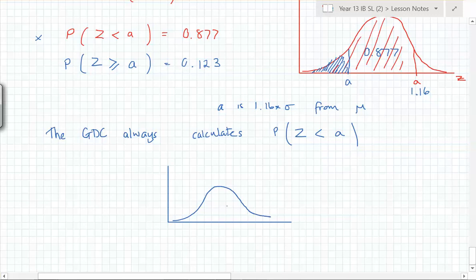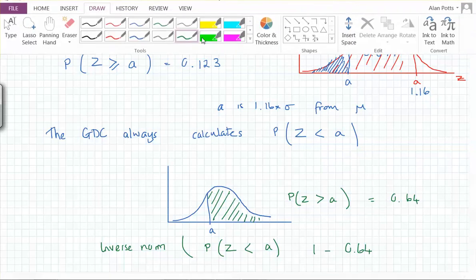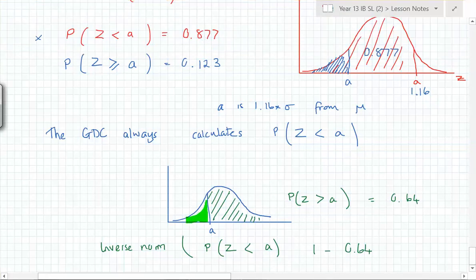So, just to put this: if I want to calculate from inverse normal, let's say I have this value of A, and I want to know this region here, the probability that Z is greater than A, right? And I tell you that that is 0.64. In your calculator, you have to do the inverse normal of what? The probability that Z is less than A, which would be 1 minus 0.64. So your calculator will work out this side, and then you have to do a little bit of maths to just figure out the other side, which is not hard.